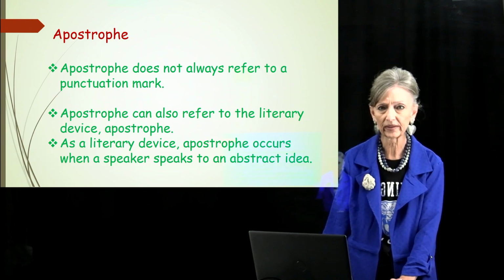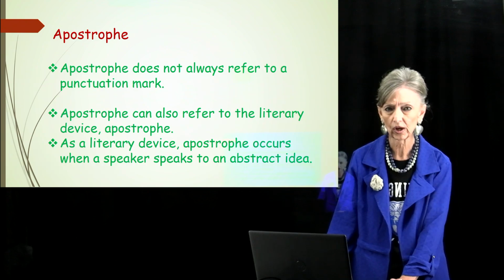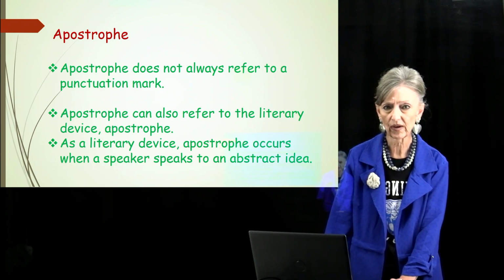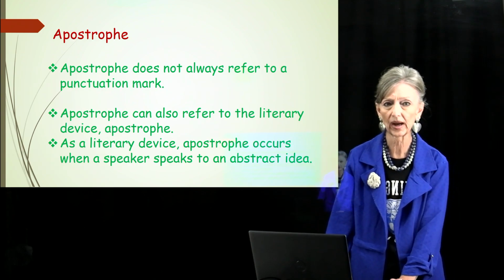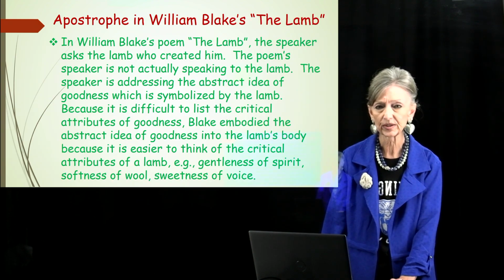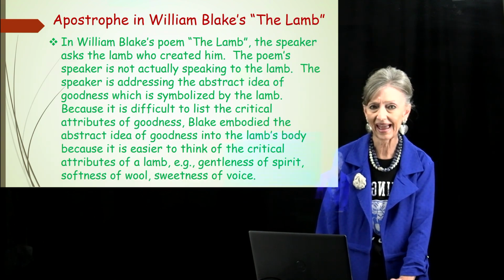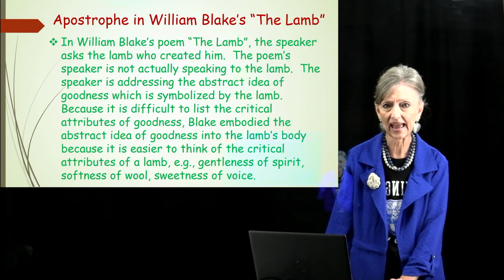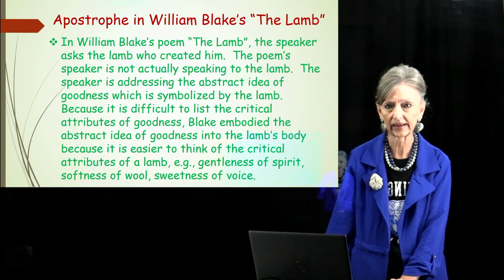Apostrophe does not always refer to punctuation marks. Apostrophe can also refer to the literary device apostrophe. As a literary device, apostrophe occurs when a speaker speaks to an abstract idea. In William Blake's poem, The Lamb, the speaker asks the lamb who created him. The poem speaker is not actually speaking to the lamb. The speaker is addressing the abstract idea of goodness, which is symbolized by the lamb.